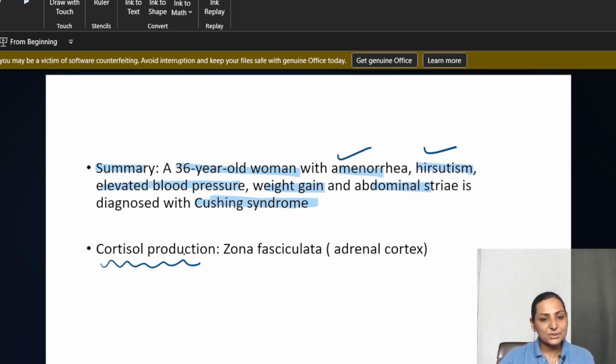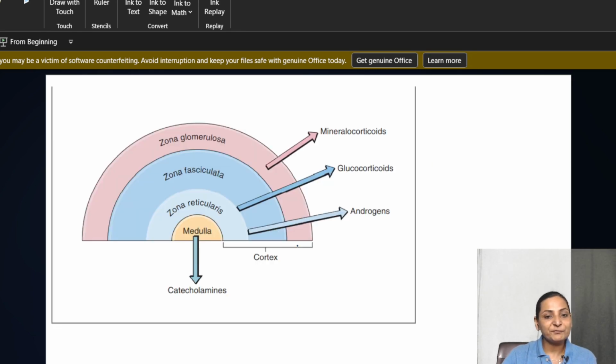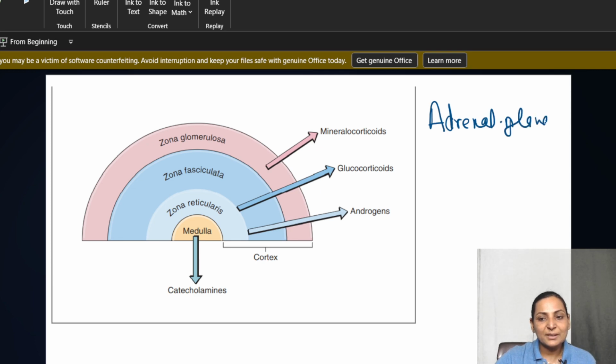Now you know that cortisol production is coming from the adrenal cortex and it is coming specifically from zona fasciculata. So just looking upon a few theoretical points, you know that the adrenal cortex or the adrenal gland, so this can be a 2 marks SAQ that there is adrenal gland. So I can give a 2 marks SAQ to you, that what are the secretions of the adrenal gland.